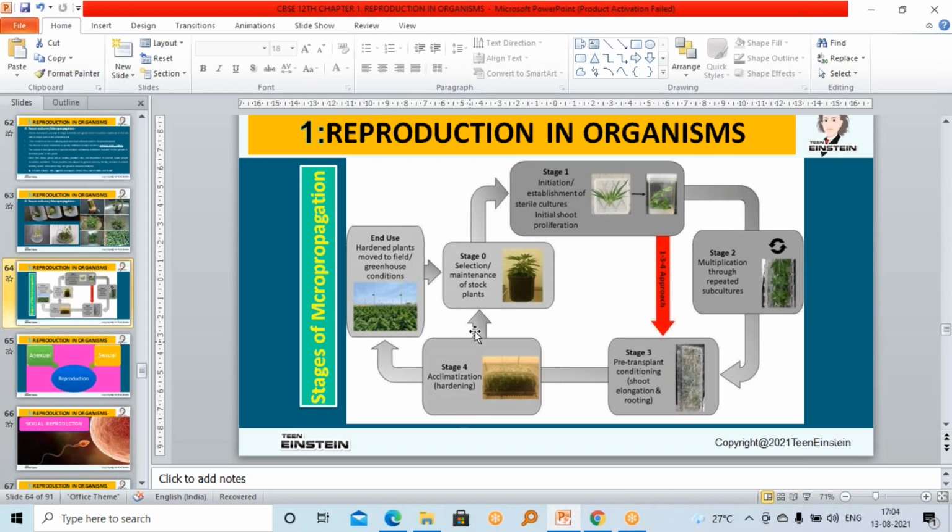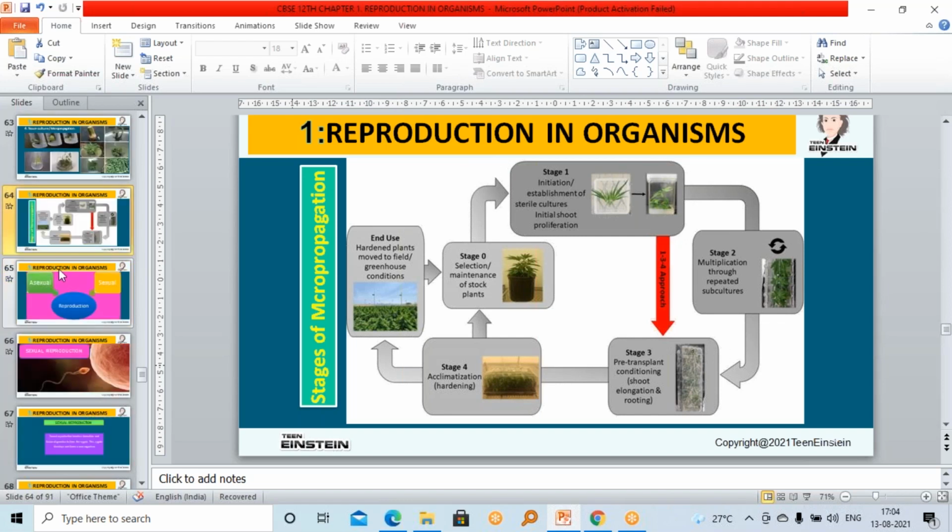Acclimatization we are doing, and from this you can select a good plant and keep it as a stock plant for the next tissue culture work. And after hardening, we are moving this to field condition or greenhouse condition, so that we are getting so many plants. So that's all about asexual reproduction. So hope up to micropropagation or the tissue culture it's clear. Next is sexual reproduction. In the next class we will discuss this.